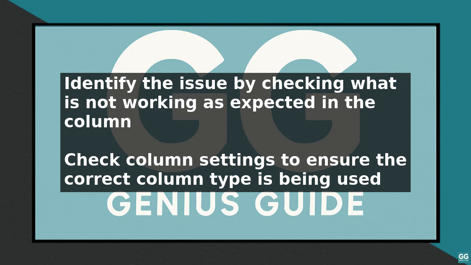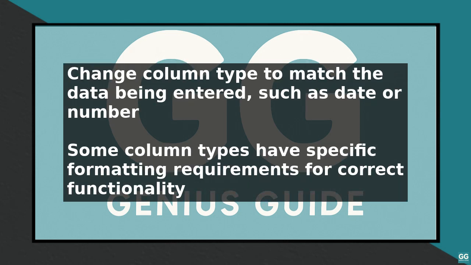For example, if you are trying to enter a date into a text column, it will not work as expected. You need to change the column type to date to be able to enter dates correctly. Another common issue is when you are trying to perform calculations on a column, but it is not working. This is usually because the column type is not set to number. To fix this, simply change the column type to number and you will be able to perform calculations.